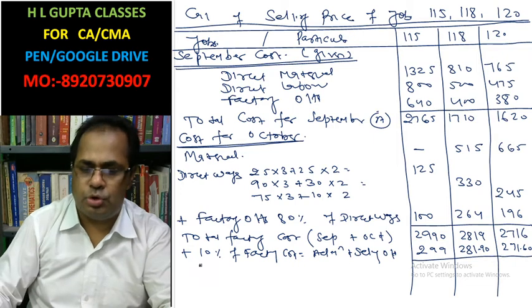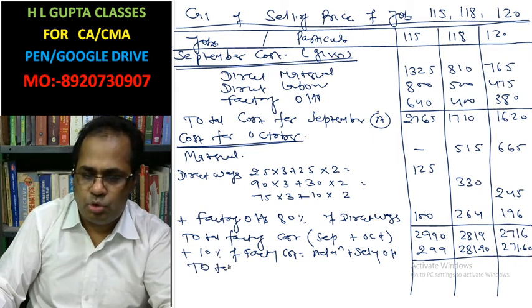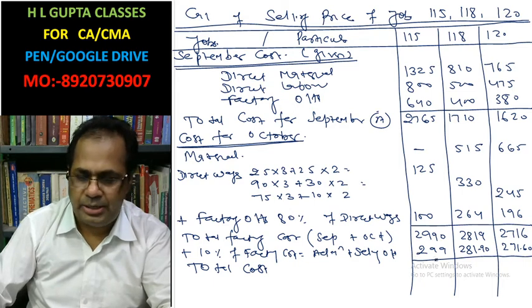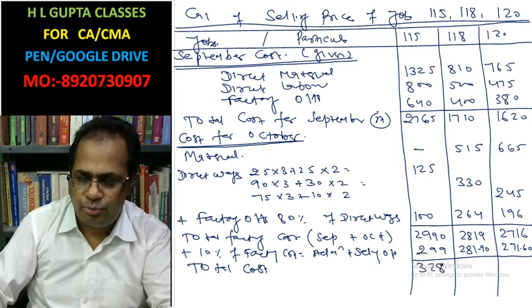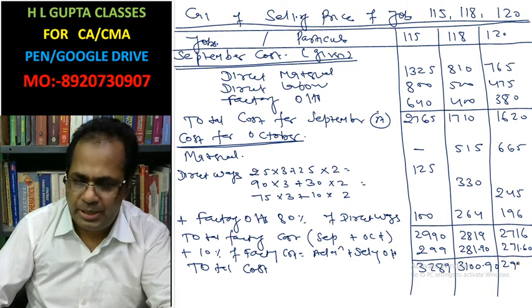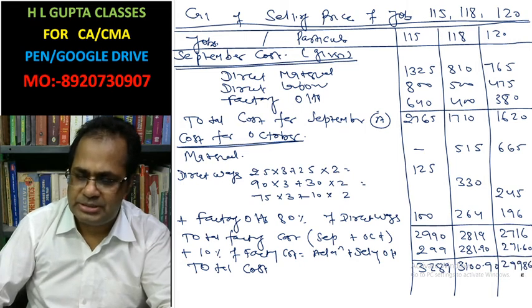Now this is your total cost. Total cost is 3289, 3100.90, 2988.6.